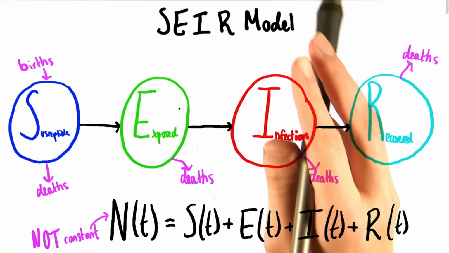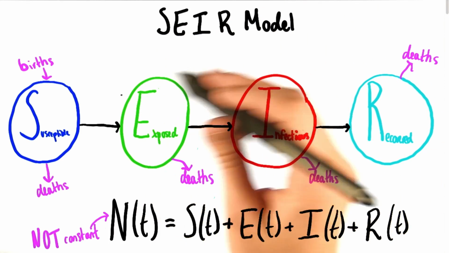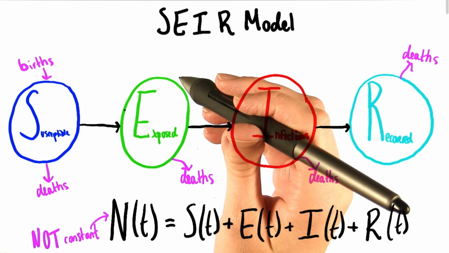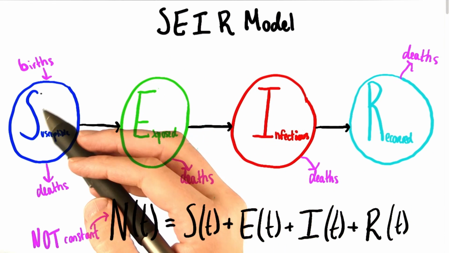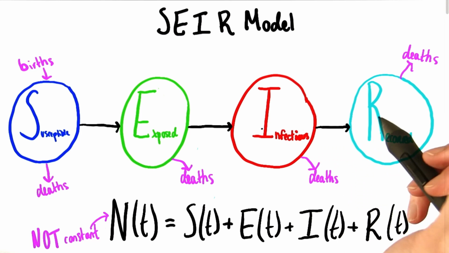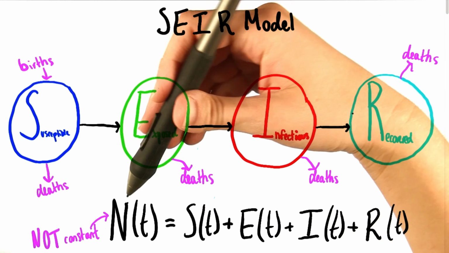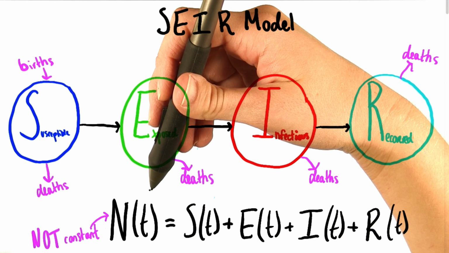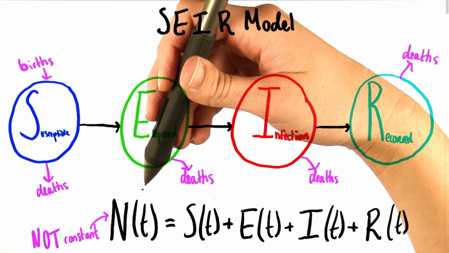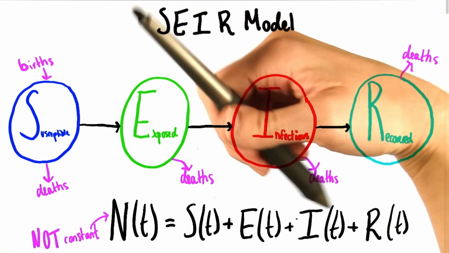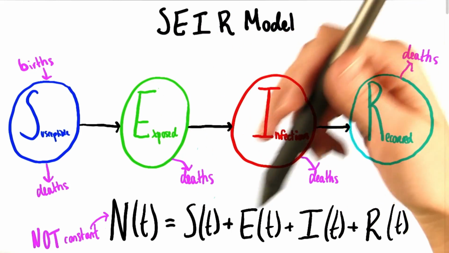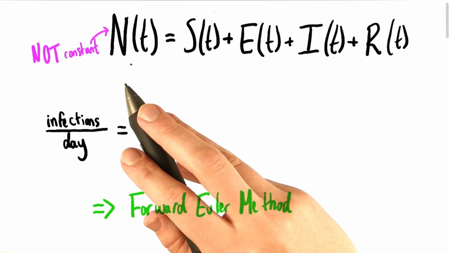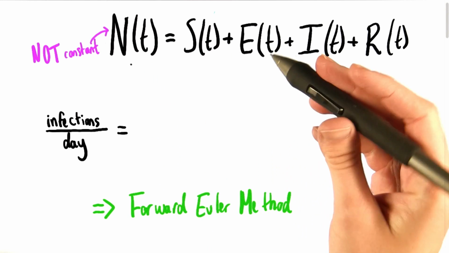This is a model that does have immunity, so that means we don't have a cycle as we did in some of our other examples. Instead, we just have a straight shot from S to E to I to R. Now, as we did before, we'll call our total population N, but in this case, N is not a constant. Rather, N is a function of time. It's still equal to the sum of S, E, I, and R, but the sum is going to change over time.